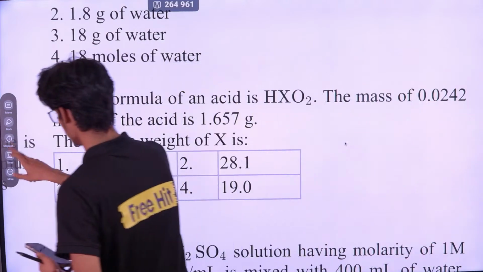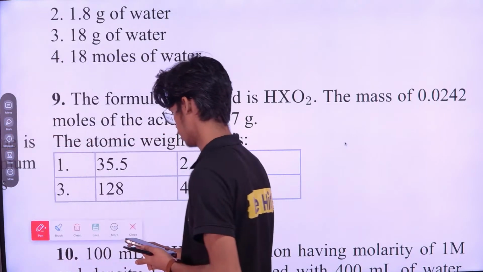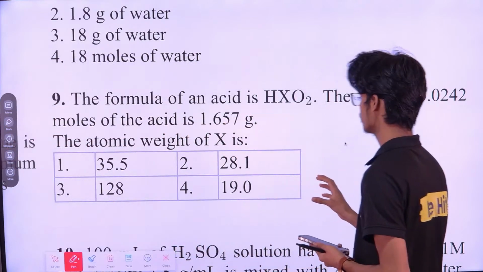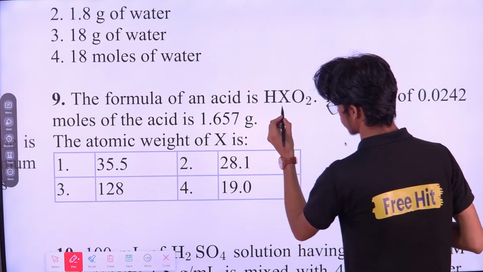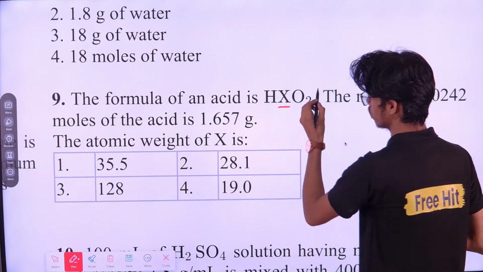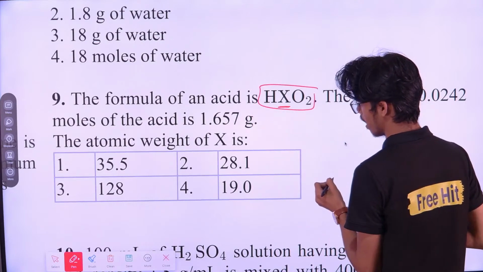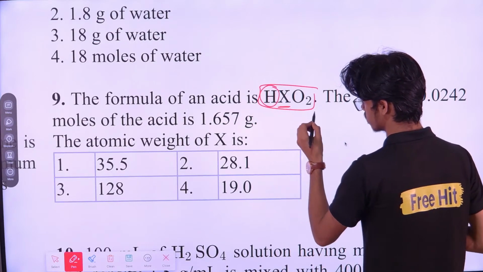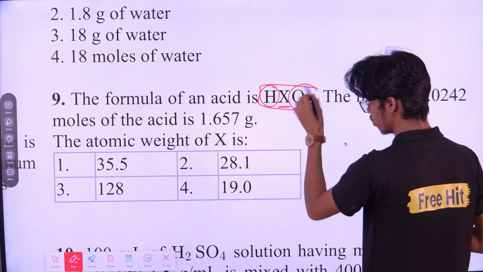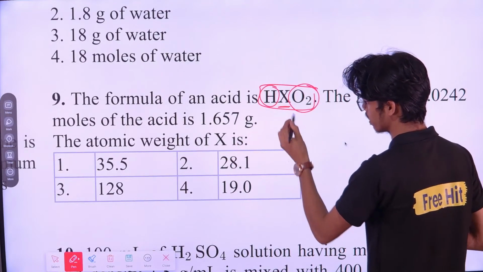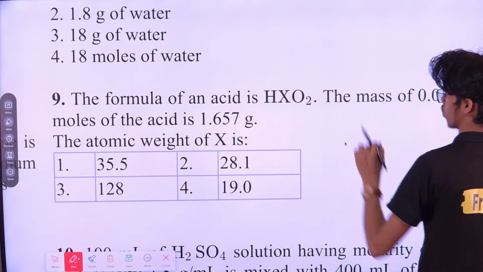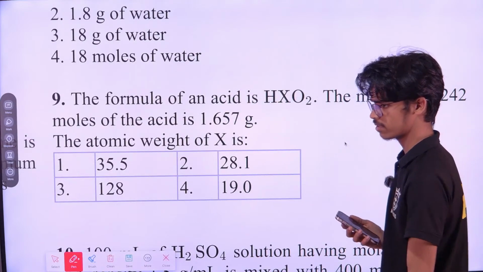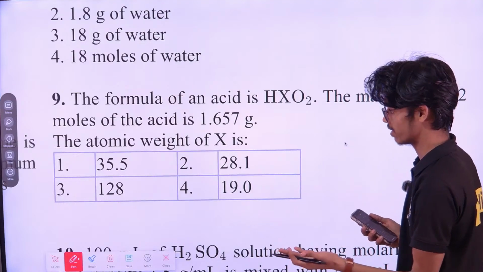Now, let's try doing this problem. It is asking us the atomic weight of X. If I know the weight of the whole of this thing and I subtract the weight of hydrogen and the weight of 2 atoms of oxygen, then I will get the weight of this X. So, the question is, what is the atomic weight of HXO2? What is this, atomic weight, molecular weight I will say.